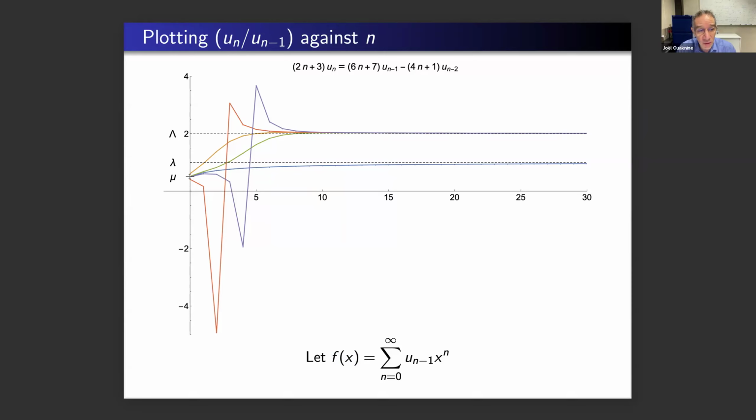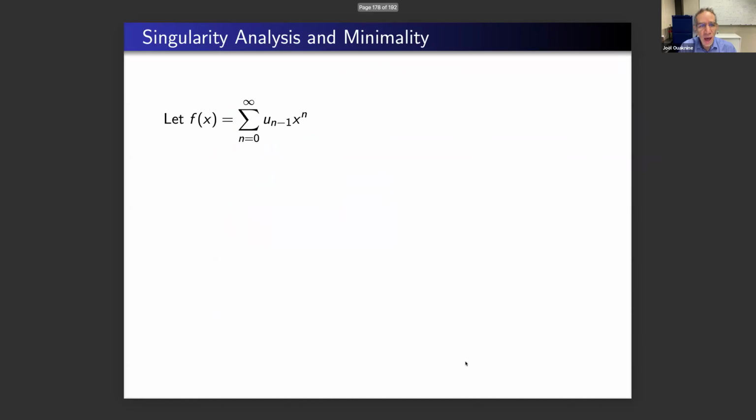Because if I'm on the critical ratio, that's the only case in which the ratio of consecutive terms will tend to 1. And if the ratio of consecutive terms tends to 1, by the ratio test, the radius of convergence will be 1. So I need to decide whether f has a radius of convergence of a half or 1. And these are the only two possibilities, again by the Perron-Poincaré theorem. How do I do this?